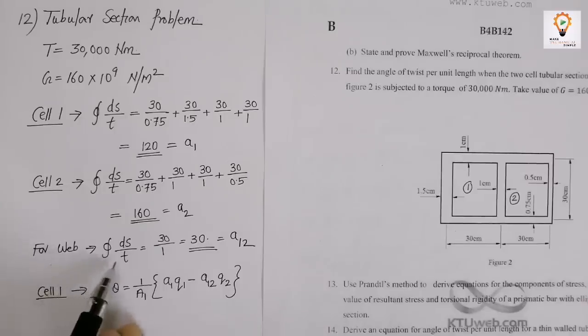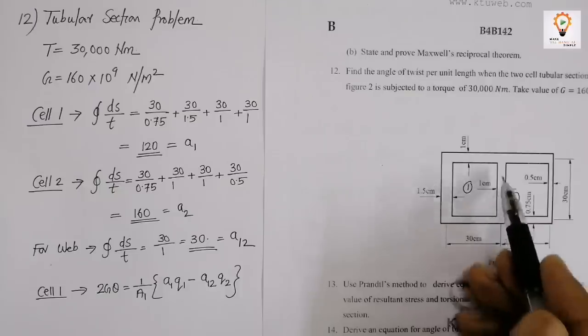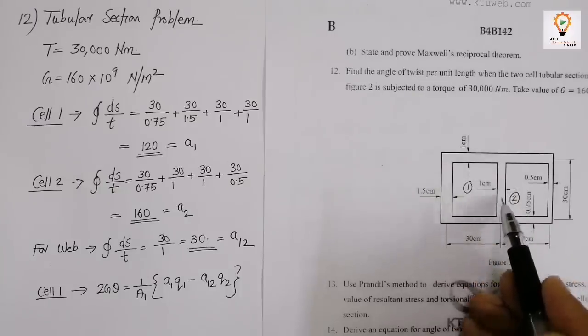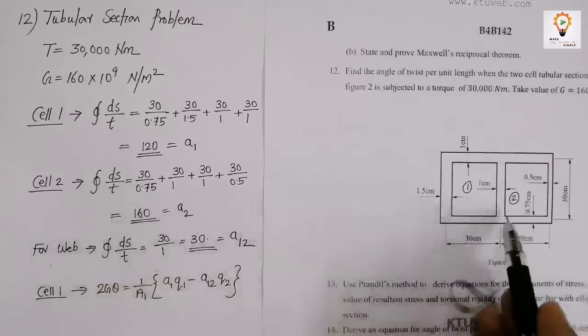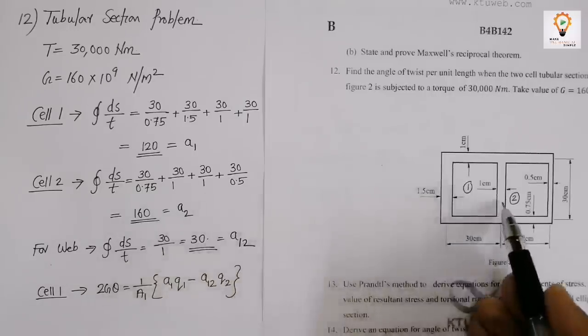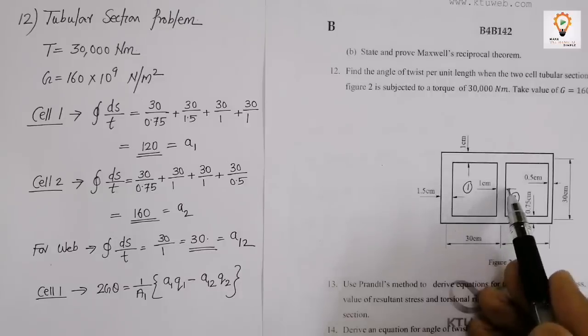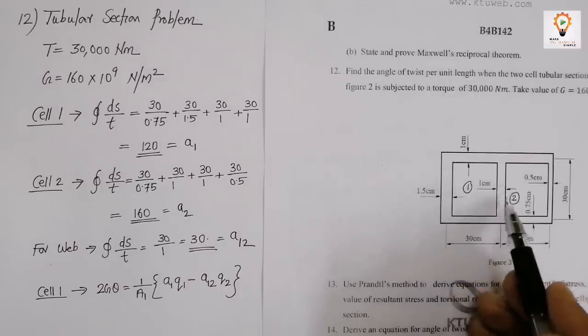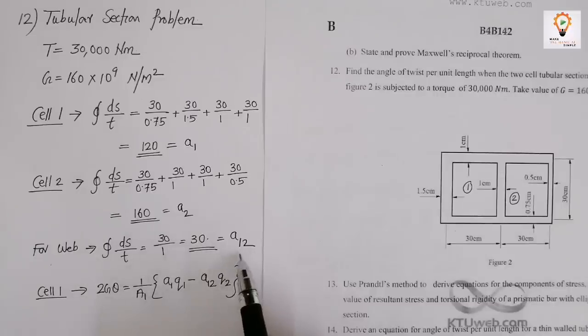Now I am calculating the closed integral value of ds by t for the web, which is equal to s by t, because it only has this channel. So this dimension divided by this thickness, which is 30 divided by 1, is equal to 30. And I am naming it as a12. Why am I naming it as a12? Because it is sharing cell 1 and cell 2. It is a channel shared by cell 1 and cell 2, so I am naming it as a12.